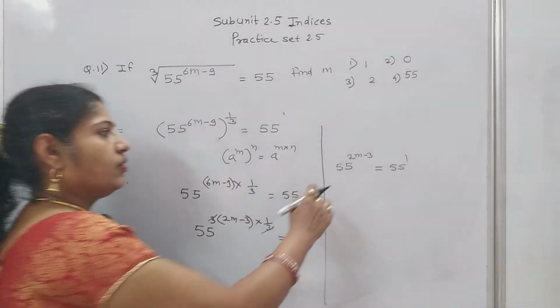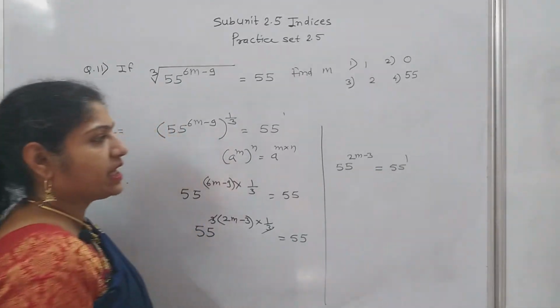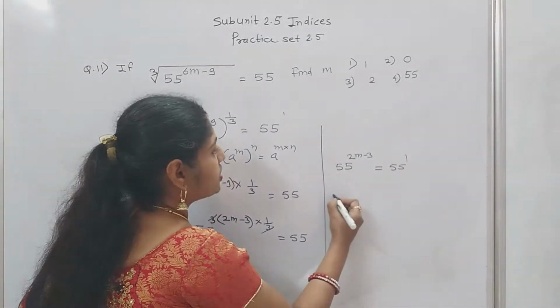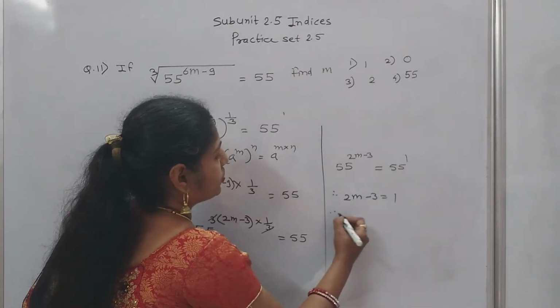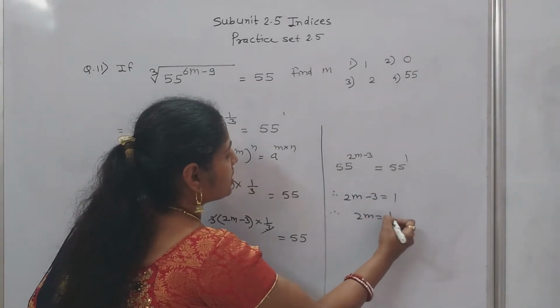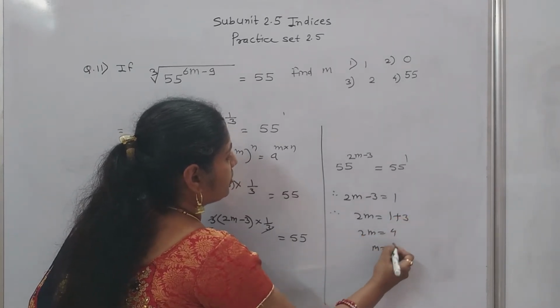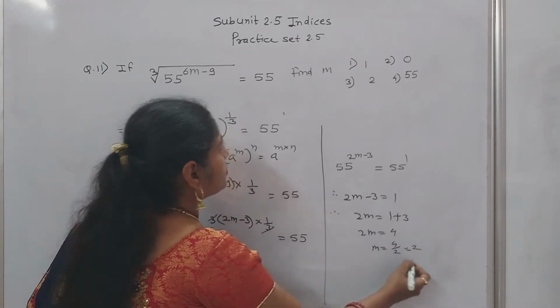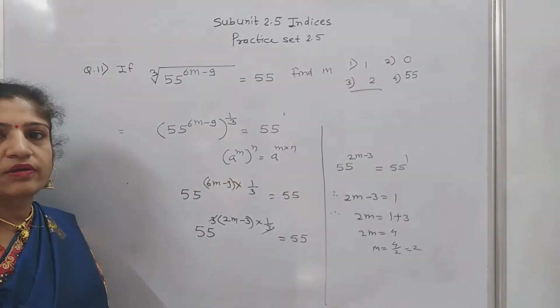Now, both the bases are equal and in between there is an equal sign. So, the indices are also equal. So, 2m minus 3 equal to 1. So, 2m minus 3 goes there, plus 3. 2m equal to 4. So, m equal to 4 upon 2, that is 2. So, our option is option number 3. Answer is 2.